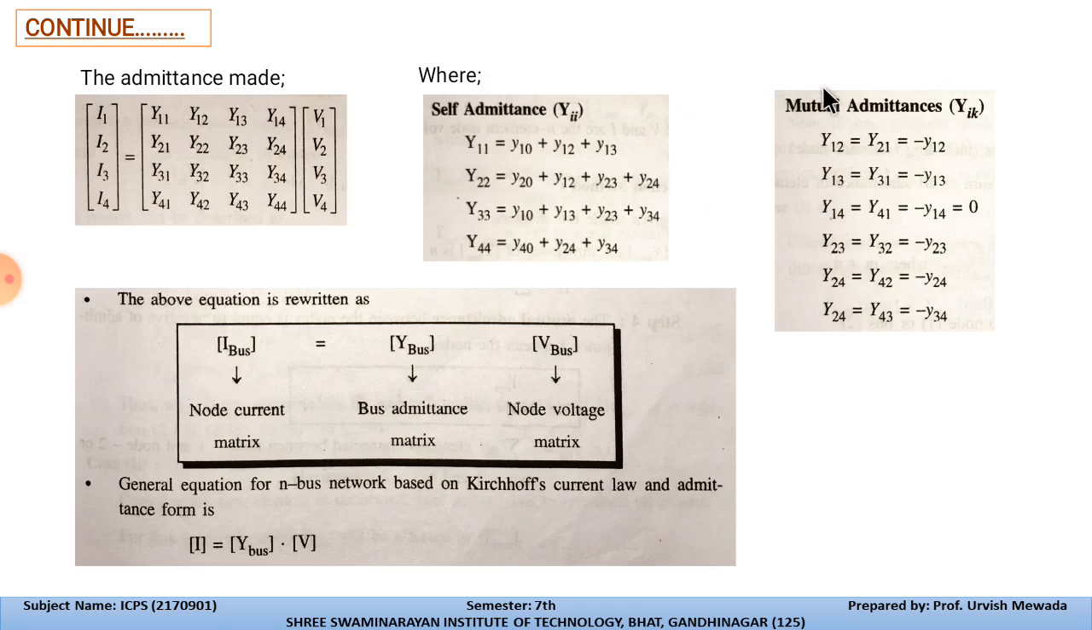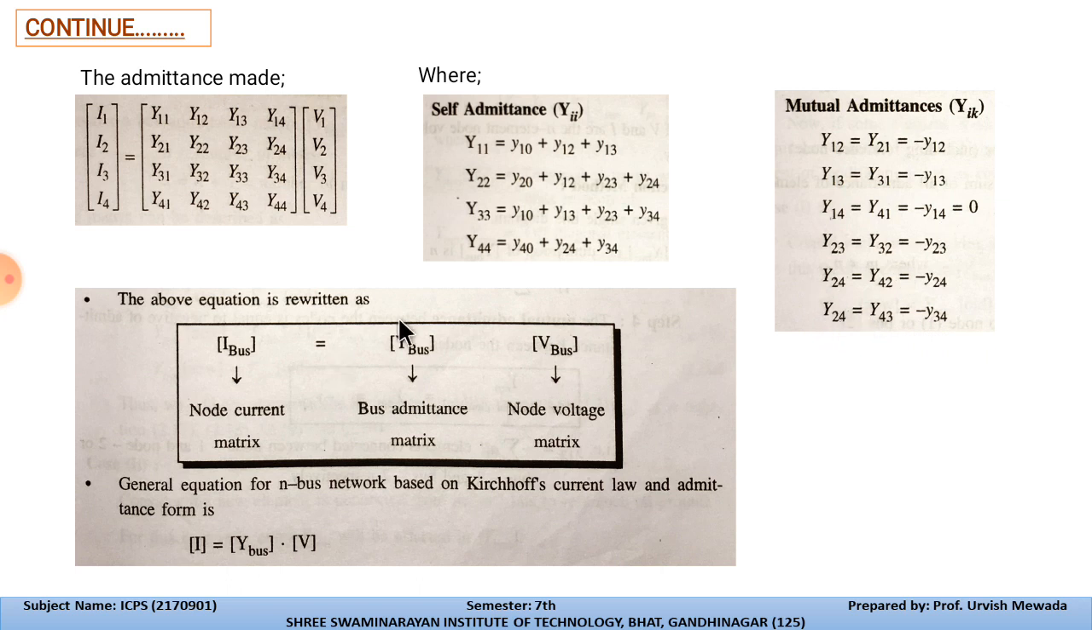And the mutual admittances are between the bus and the link, not the node itself. So y12 is equal to y21, and the admittance is minus y12. Then y13 is equal to y31, both are the same, and it is minus y13. Now for y14, there is no link, so it is 0. Then y23 is minus y23, y24 is minus y24, and y34 is minus y34. This is a printing mistake.